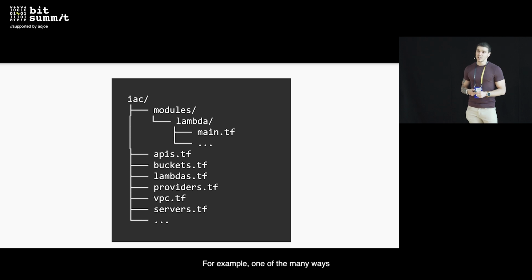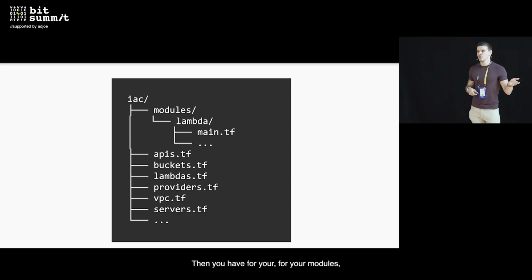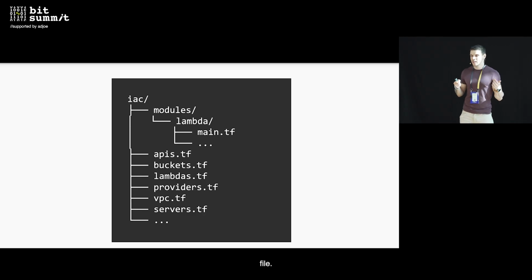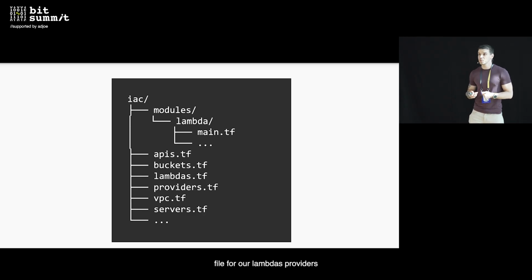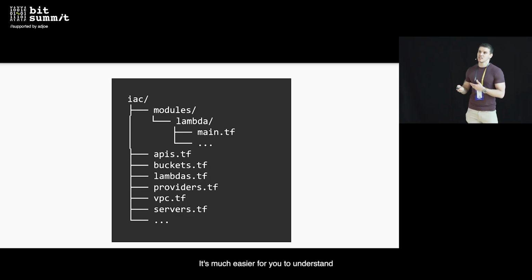For example, one of the many ways of structuring your Terraform code is, in your repository for your application, you have a folder called IaC. Then you have a folder for your modules. You have a folder for your APIs. You have a file for your buckets, a file for your Lambdas, providers. And everything is in one place. It's much easier for you to understand how your architecture is actually structured.